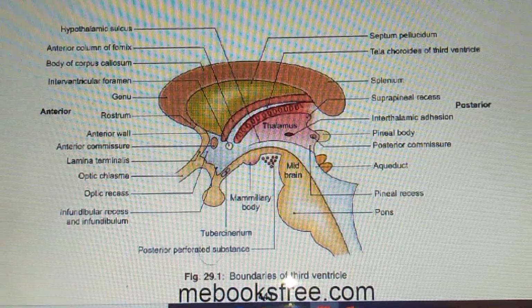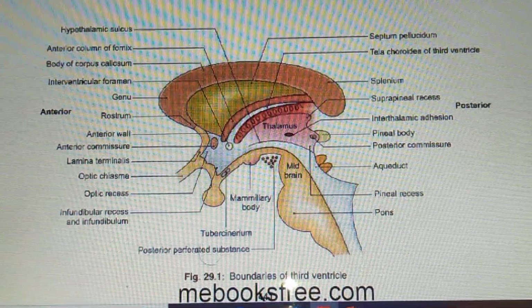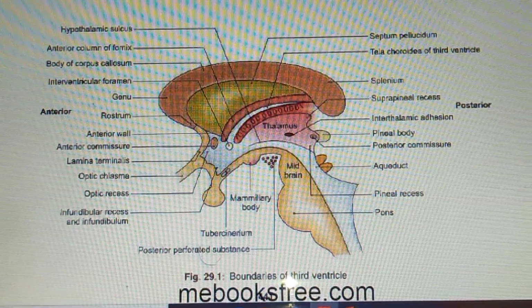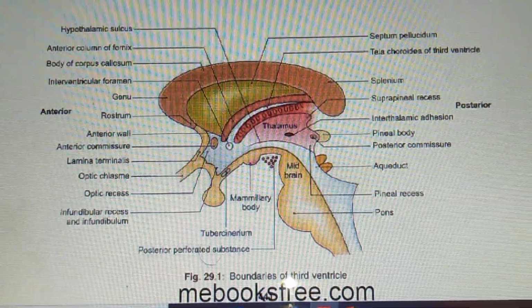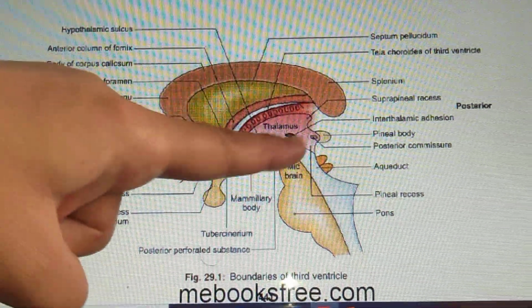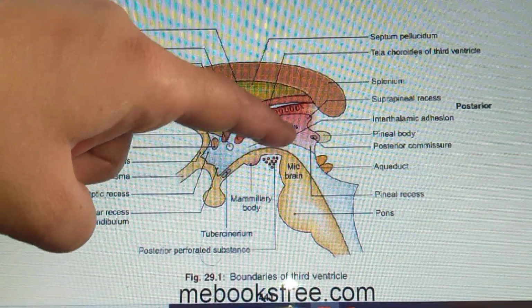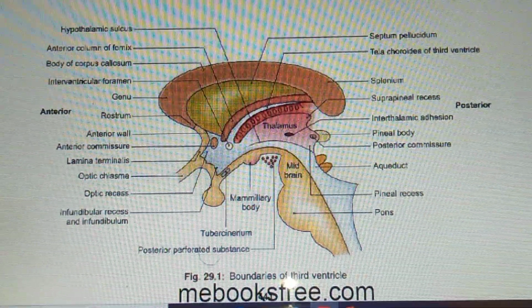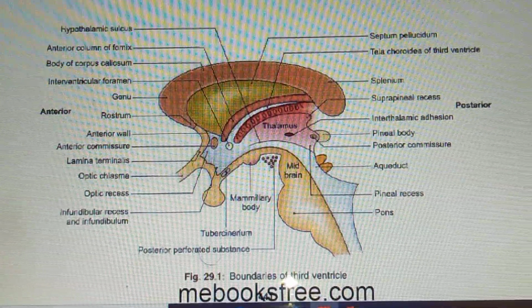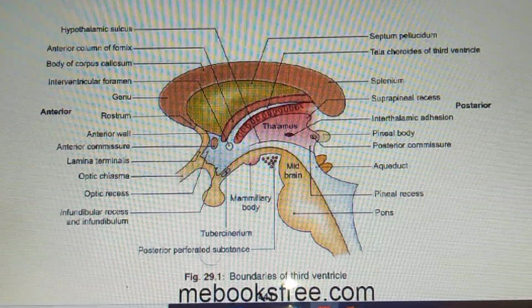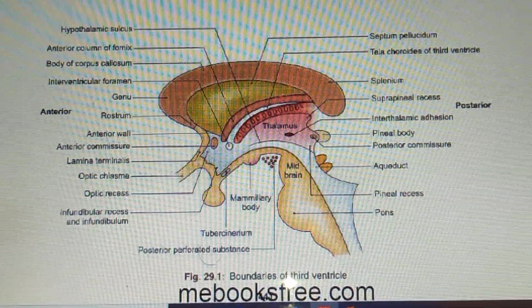Now there are some points to be noted: the interthalamic adhesion connects the medial surfaces of the two thalami and crosses the ventricular cavity. Here you can see an interthalamic adhesion is shown, this red colored. Now this is present on the medial surface of both the thalami, and it crosses the ventricular cavity.